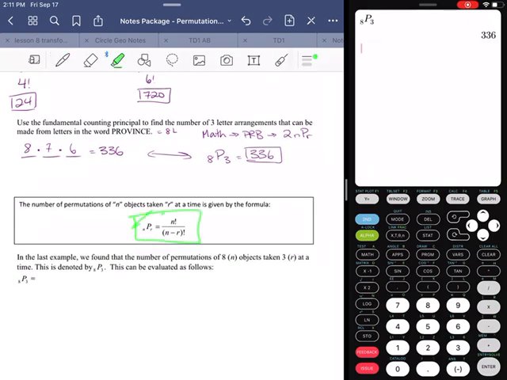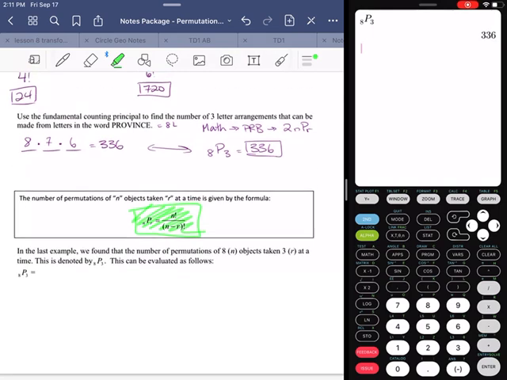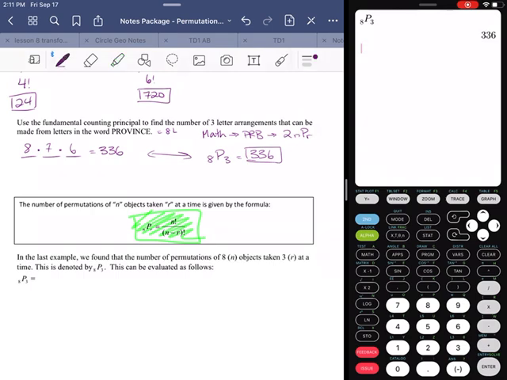So here's something that you will need to know. Okay, nPr is the same as n factorial divided by n minus r factorial. Okay, n is the total number of things. r is the number of objects you're taking at one time. So 8P3 is going to be the same as 8 factorial over 8 minus 3 factorial, which is 8 factorial over 5 factorial. And if you want to expand this, 8 times 7 times 6 times 5 factorial over 5 factorial, those cancel out, and you still get your 336.